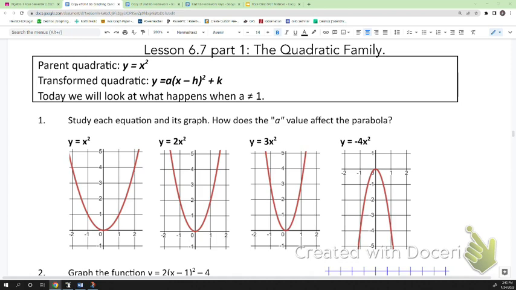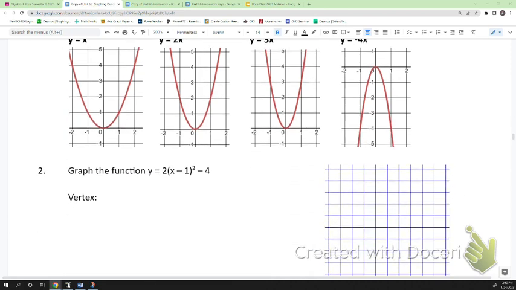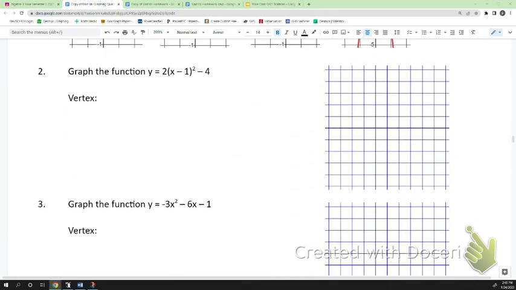So on number 2, we are in vertex form. So I'm going to pull the vertex out. The vertex should be at 1, negative 4, because this would move it right 1 and it would move it down 4 from the origin. So I'm going to start by plotting that point.